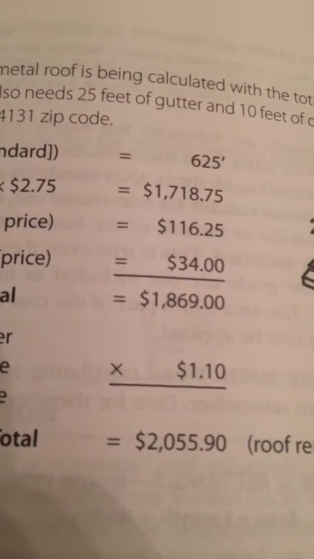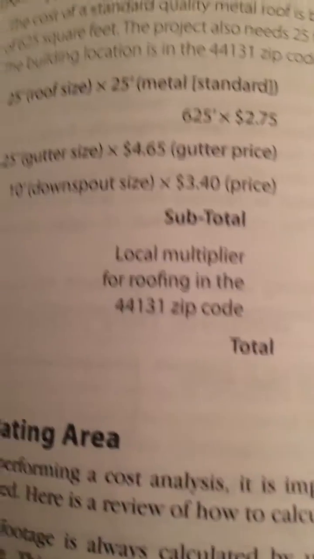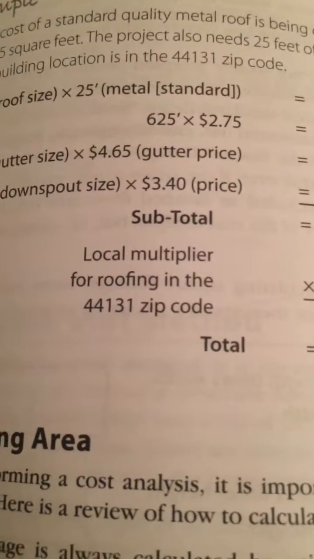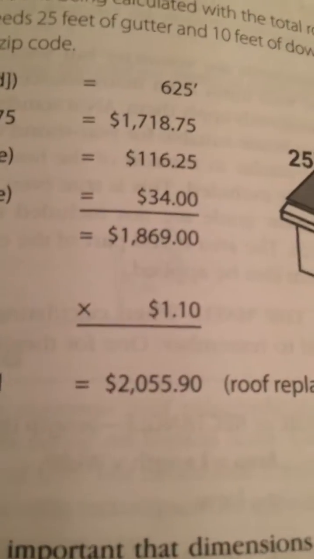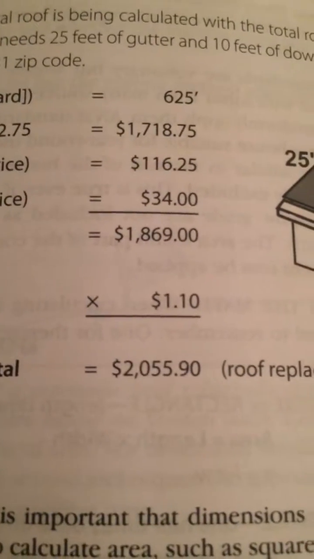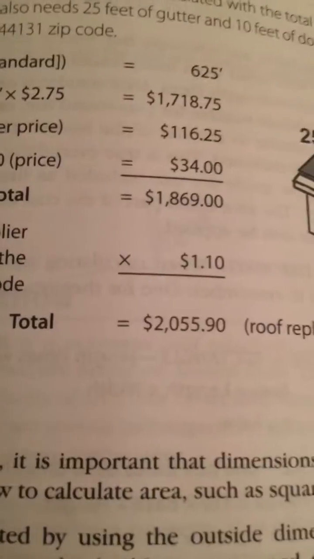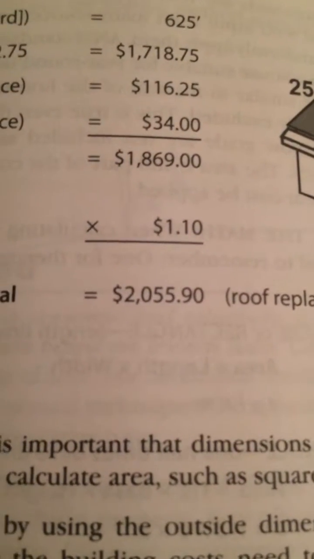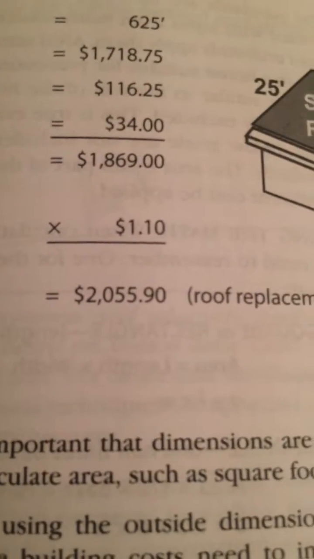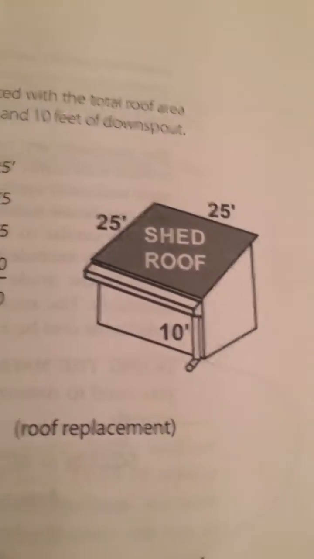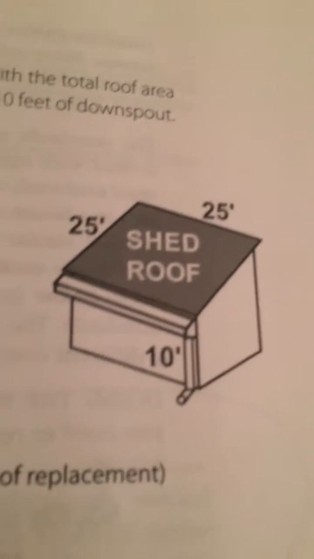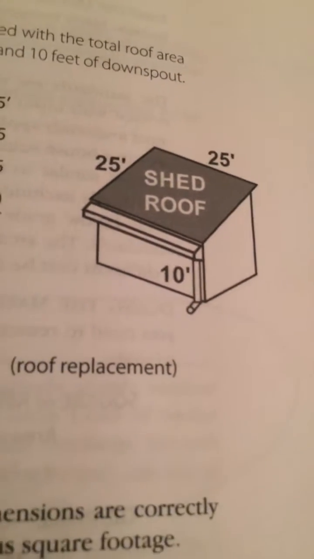Subtotal $1,869.00. Underneath that is the local multiplier for roofing in the 44131 zip code. It is going to be multiplied by 1.10, which equals $2,000.55 for the roof replacement. Here is an example of what it would look like: 25 feet across, 25 feet down, and the gutter and downspout. And that was 10 feet.